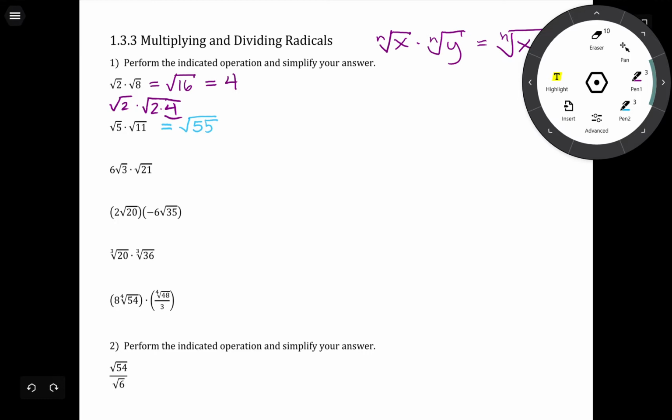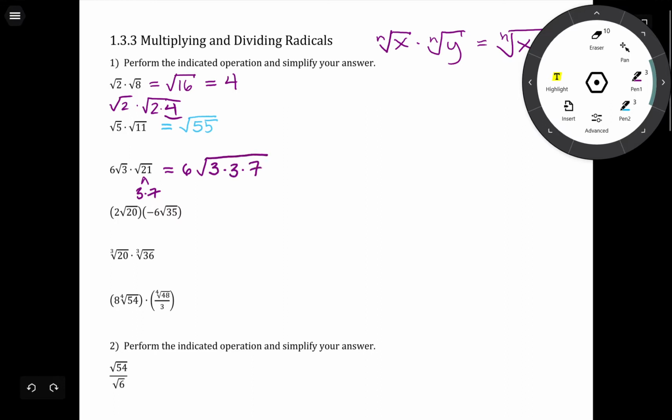6 times root 3 times root 21. So this starts to get a little more interesting because notice, root 21, not a perfect square, none of its factors are perfect squares. Its factors are 3 and 7. But when we multiply by that root 3, all of a sudden, we have root 3 times 3. Here, I'm trying to think how to write this out so I don't mix you up. Root 3 gets mushed in, times another 3 times 7.